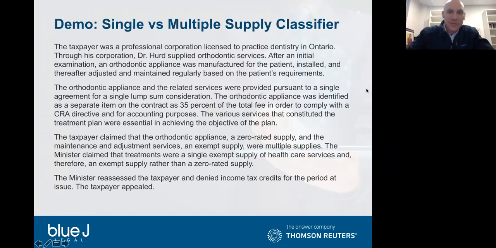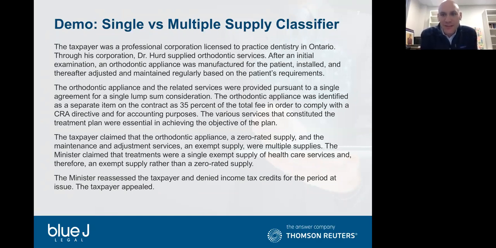Okay, so what we're going to do is talk about this very specific case. What are the facts? I invite you to read along, but I'll just describe the situation fairly straightforwardly. The taxpayer is a corporation. It's a professional corporation. It's licensed to provide dentistry services in Ontario. And the taxpayer hires and provides services through Dr. Brian Hurd. So Dr. Hurd supplies orthodontic services. And that's braces, for those in the old school like me.